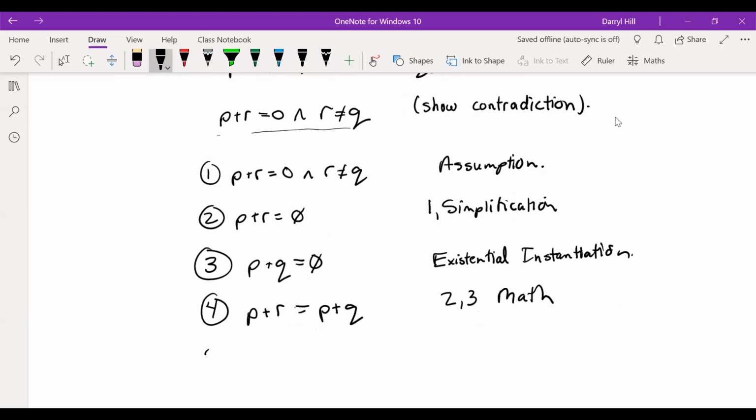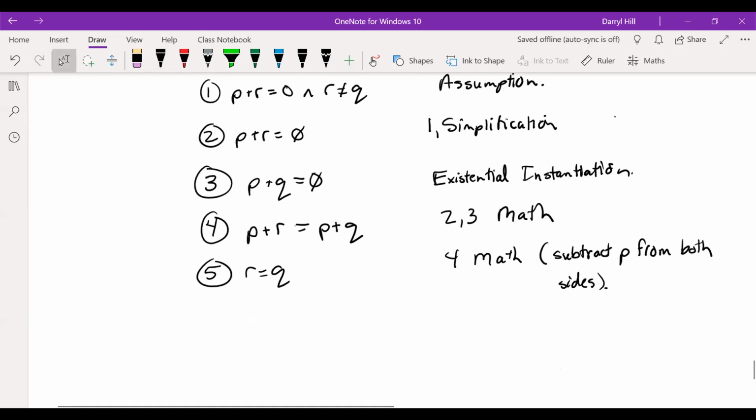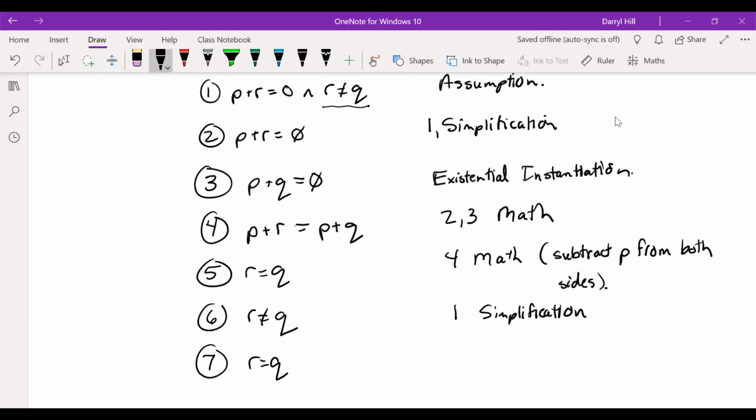And then we could say R equals Q. 4 and math, we just subtract P from both sides. So now we have 6. We can take the simplification. So 1 in simplification. R equals Q and R not equal to Q. So 5, 6, conjunction.